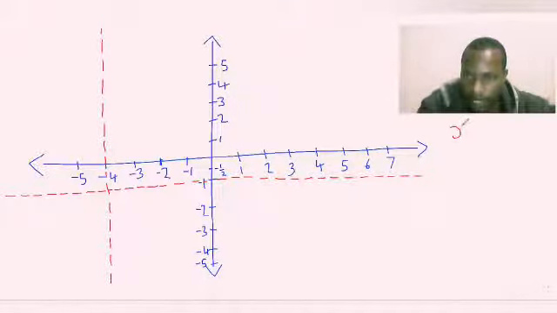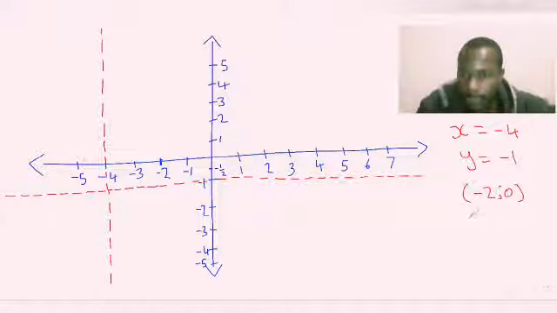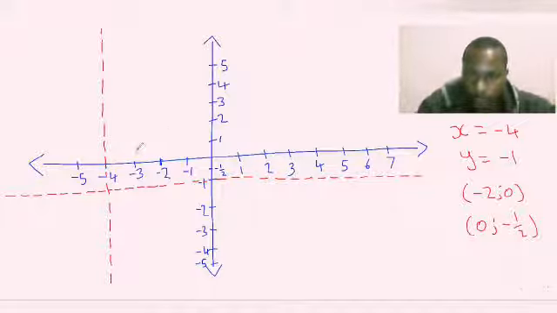We got x equals negative 4 as well as y equals negative 1. Remember that these were the asymptotes, the vertical as well as the horizontal. We also got negative 2, 0 as the x-intercept, as well as 0, negative 1/2 as the y-intercept. Now to sketch the function, we need to identify the intercepts. That would be the x-intercept there, and this would be the y-intercept.